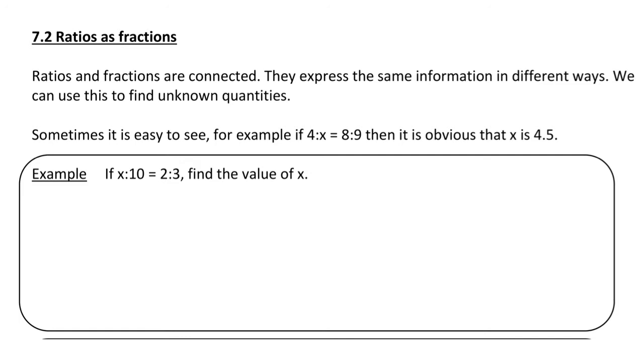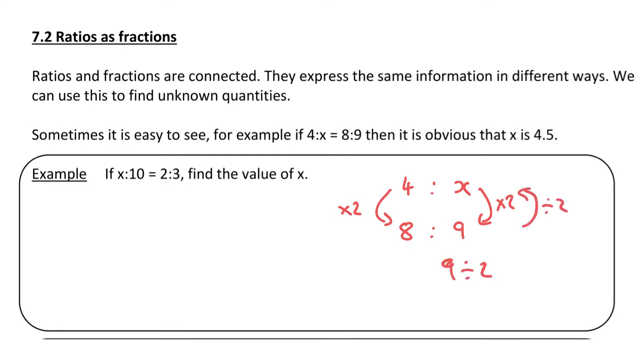So one way to be thinking about that is 4 to x is the same as 8 to 9. So to get from 4 to 8, we multiply by 2. So to get from x to 9, we'll multiply by 2, which means to get back the other way, we divide by 2, and 9 divided by 2 is 4.5. So that's an easy one to see. But there are other ways that we can consider doing this.